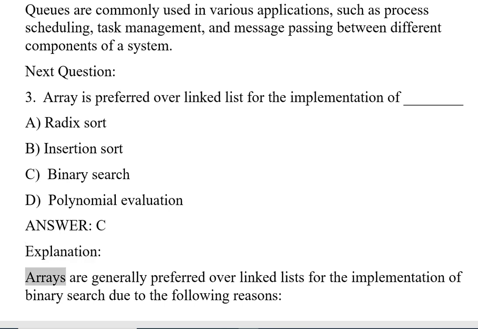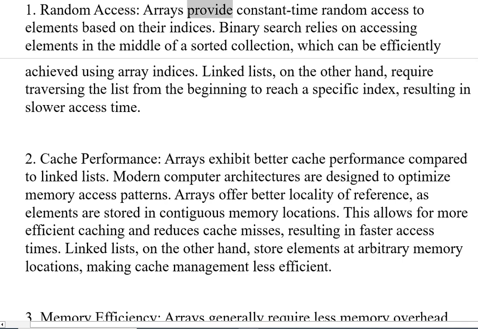Explanation. Arrays are generally preferred over linked lists for the implementation of binary search due to the following reasons. 1. Random access. Arrays provide constant-time random access to elements based on their indices. Binary search relies on accessing elements in the middle of a sorted collection, which can be efficiently achieved using array indices. Linked lists, on the other hand, require traversing the list from the beginning to reach a specific index, resulting in slower access time.